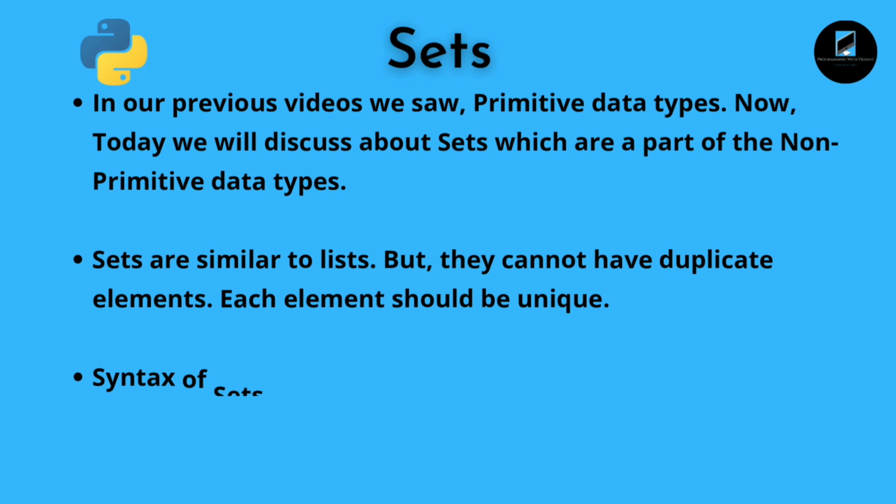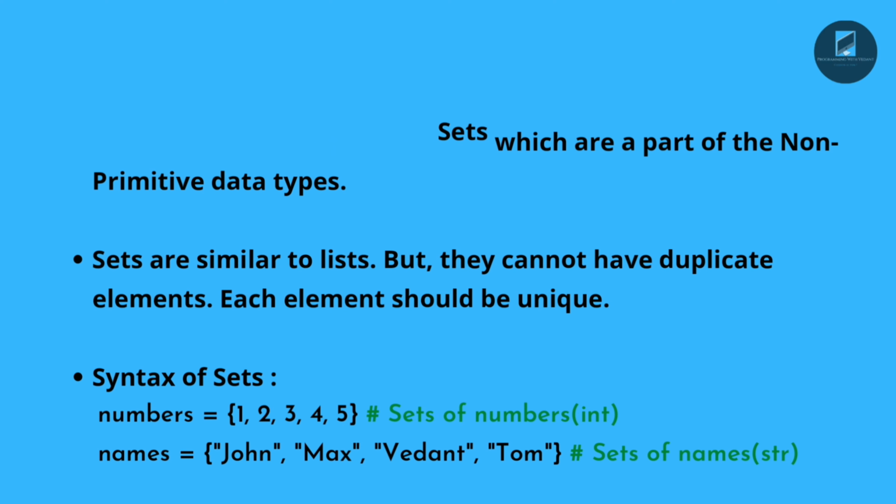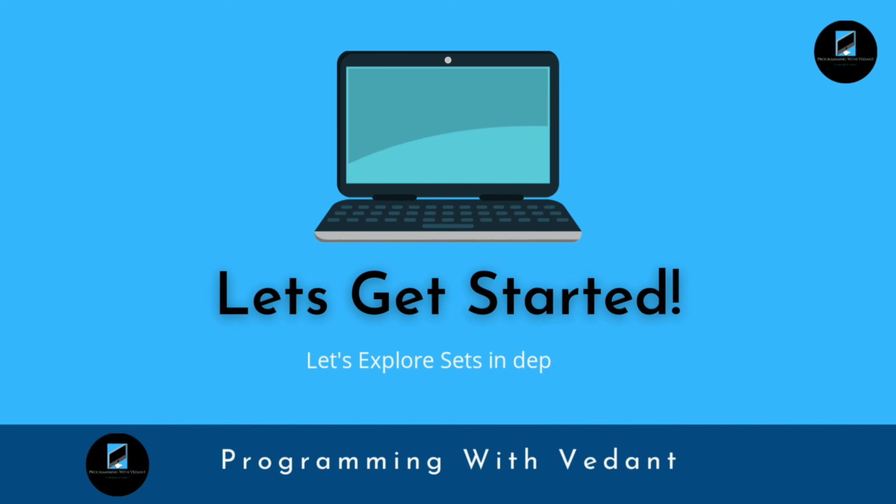So sets. In our previous videos, we saw primitive data types. Now today we will discuss sets, which are a part of non-primitive data types. Sets are similar to lists, but they cannot have duplicate elements. Each element should be unique. Below the code, I have mentioned the syntax of sets. You can see numbers is a set with numbers from 1 to 5, and another set where we have a set of names. So these are two sets. Without any ado, let's get started and explore sets in depth.